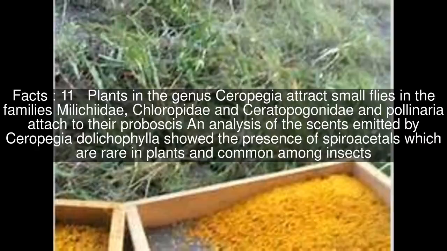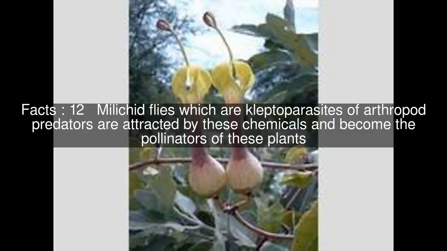Plants in the genus Ceropegia attract small flies in the families Milichiidae, Chloropidae, and Ceratopogonidae, and pollinaria attach to their proboscis. An analysis of the scents emitted by Ceropegia dolichophylla showed the presence of spiroacetals, which are rare in plants and common among insects. Milichiid flies, which are kleptoparasites of arthropod predators, are attracted by these chemicals and become the pollinators of these plants.